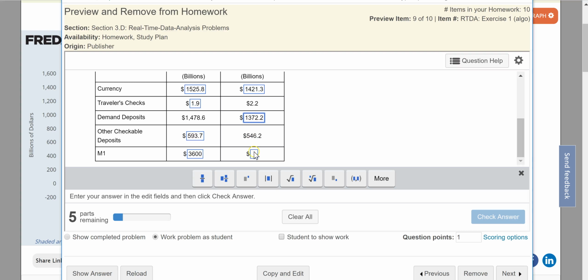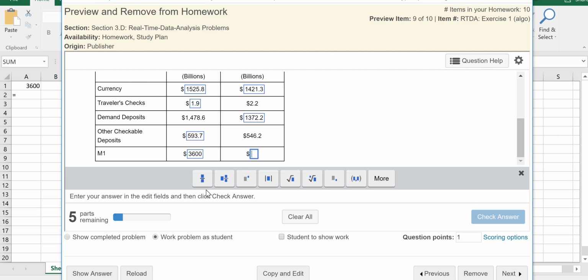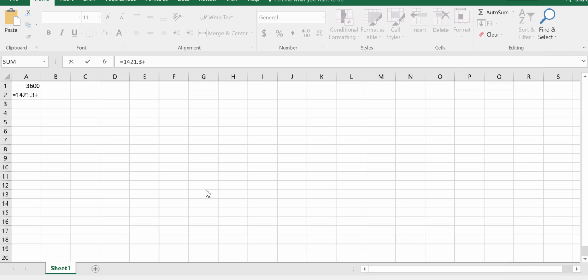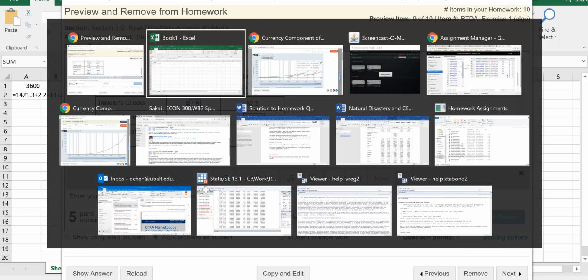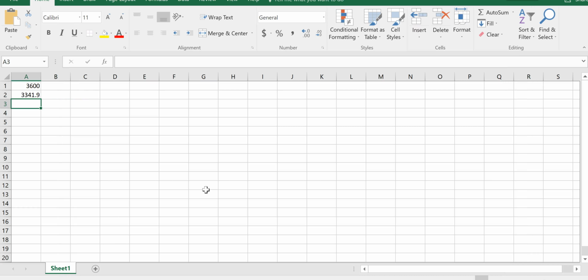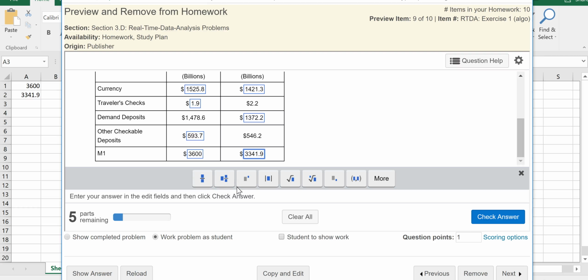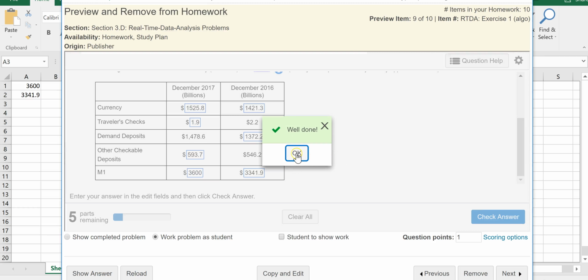546.2, and that's the same. All right, so we just add these four numbers up for December 2016: 2.2 plus 1372.3 plus 0.2 plus 546.2. So that's 3341.9. Check my answer. We're done.